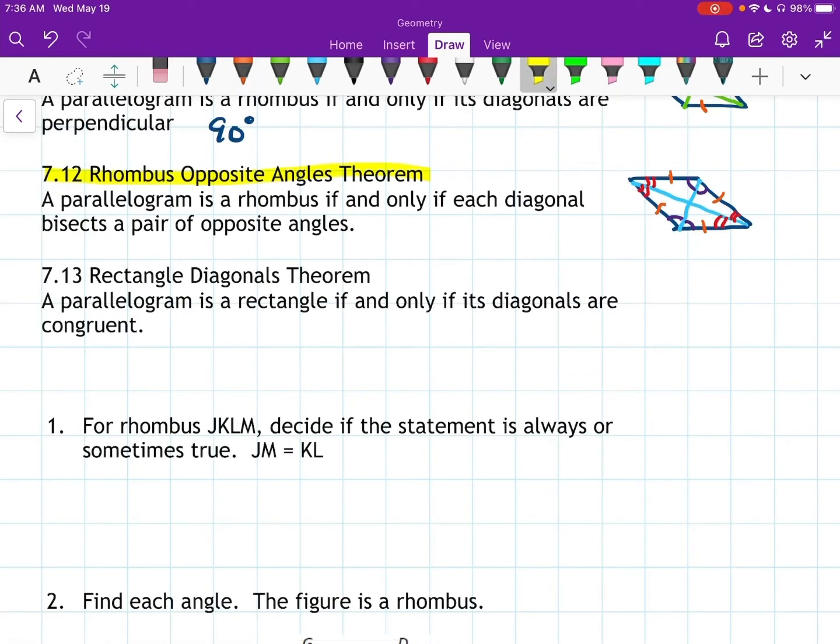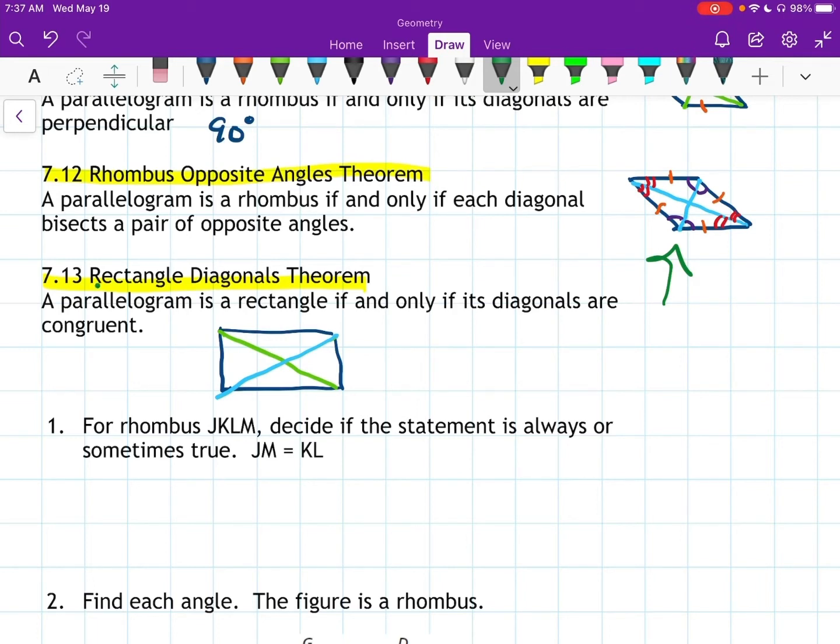Next up, 7.13, rectangle diagonals theorem. A parallelogram is a rectangle if and only if its diagonals are congruent, right? So what this is saying is that if we have a rectangle, we know that those are all 90-degree angles because it's a rectangle, then this guy and this guy are equal. The green equals the blue piece, right? You can see that up in our rhombus that one of those blue diagonals is longer than the other blue diagonal, right? Because it's not a rectangle.